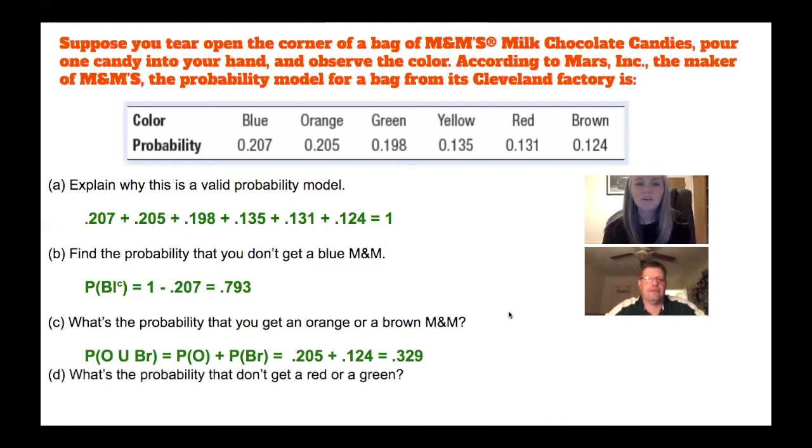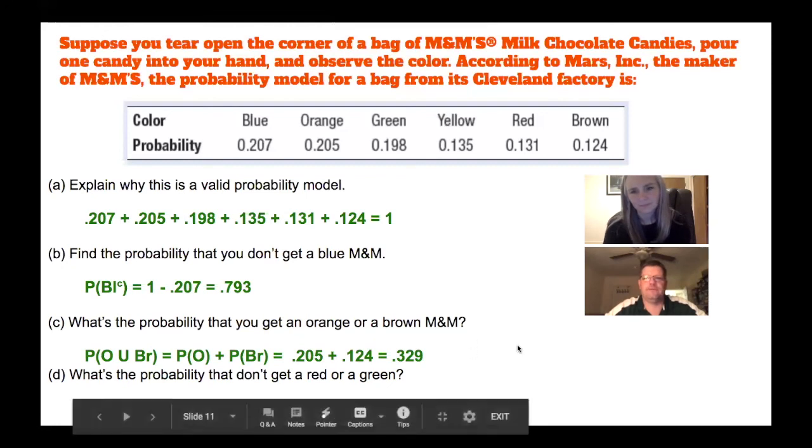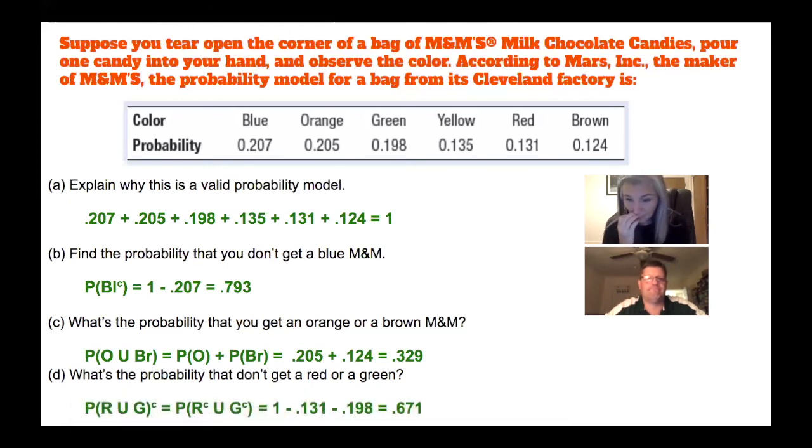So, what's the probability that I don't get a red or a green? Well, I'm going to take those red and greens and pull them out from 1. So I'm going to take 1 minus those two numbers, right? Could I also add up blue and orange and yellow and brown? Mm-hmm.